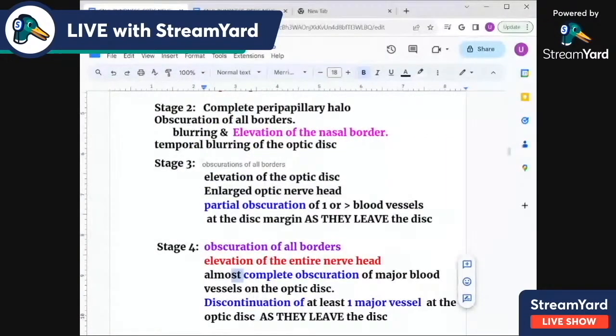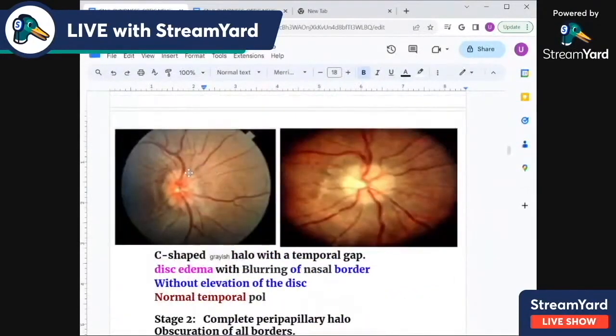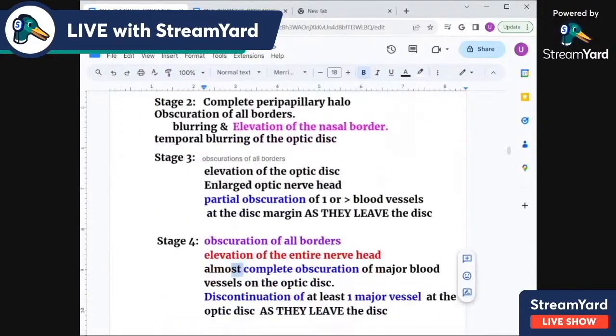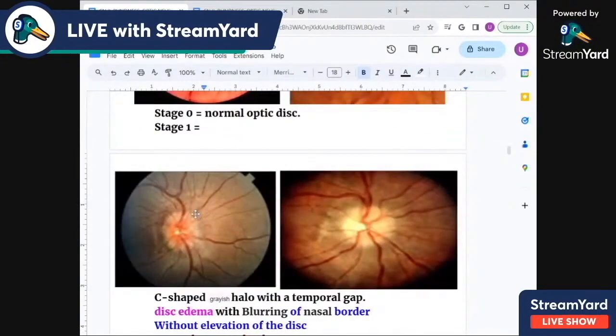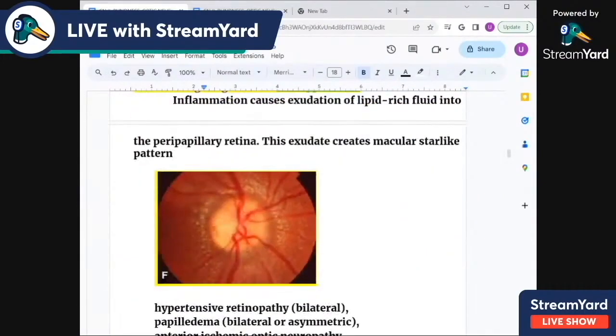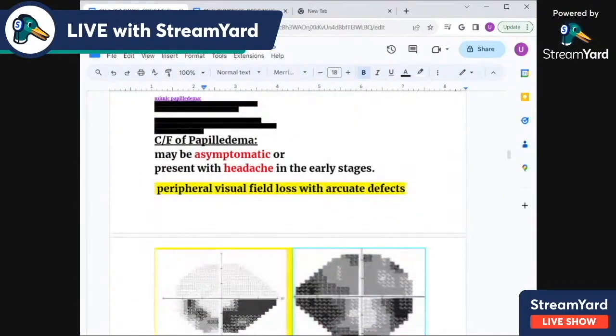Stage 1: incomplete C-shaped halo, temporal side normal. But in stage 2, the C-shaped grayish halo is complete, also covering the temporal side, and there is obscuration of the temporal side. Stage 3: there is partial obscuration of the blood vessels leaving the optic disc. Stage 4: complete obscuration of at least one blood vessel leaving the optic disc margin. And then we have the star appearance.